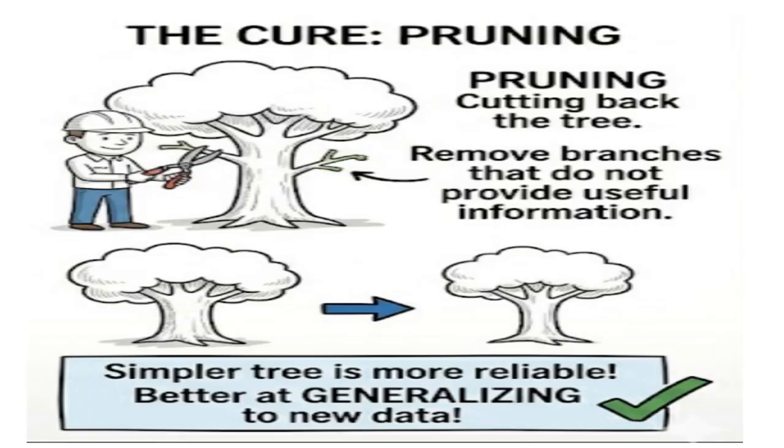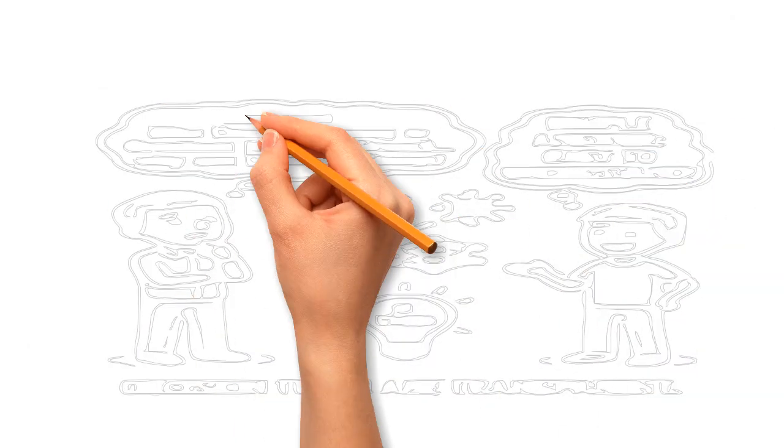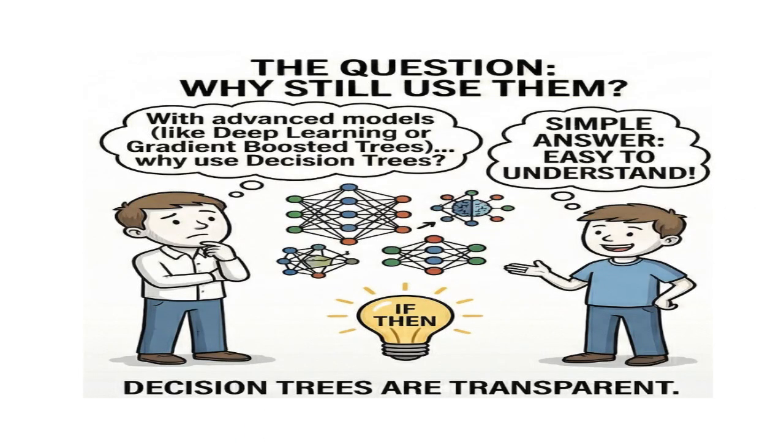Now, you might wonder, with all the advanced models available today, why do we still use decision trees? The answer is simple. They are easy to understand. Decision trees are transparent. You can follow every step from the root to the leaf and clearly see how a decision was made. And that is exactly how machines can learn to make decisions from data. Master this simple idea, and you take your first big step into the world of machine learning.